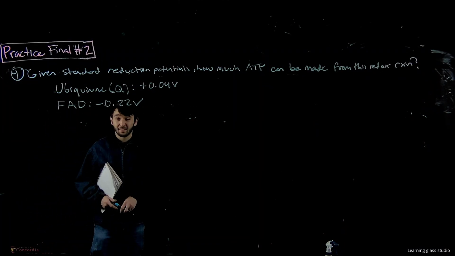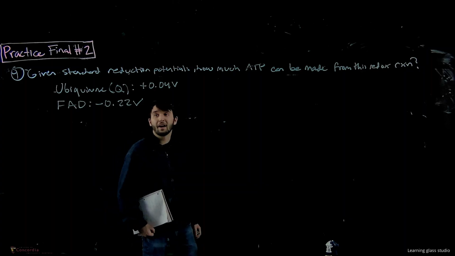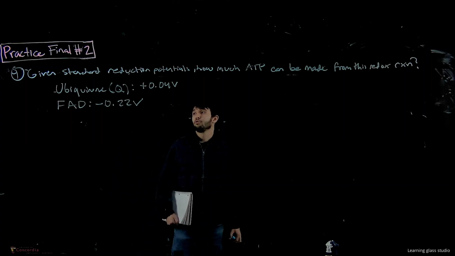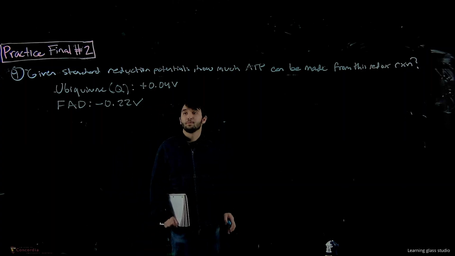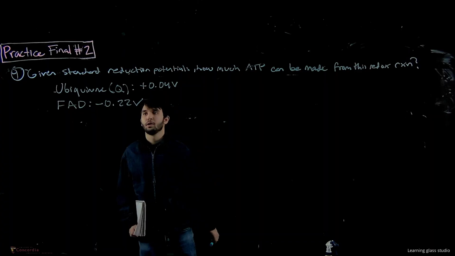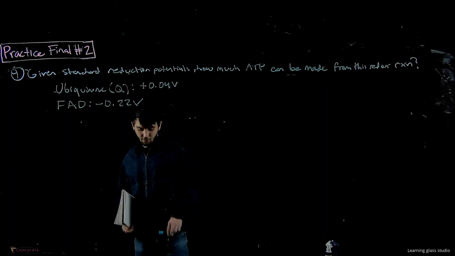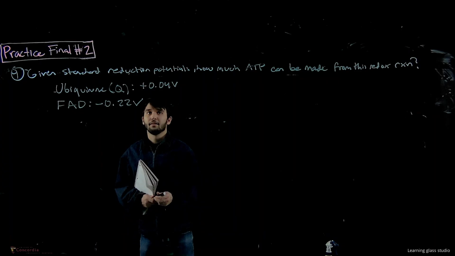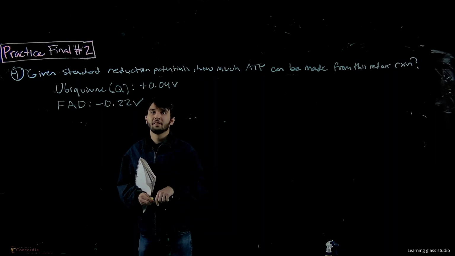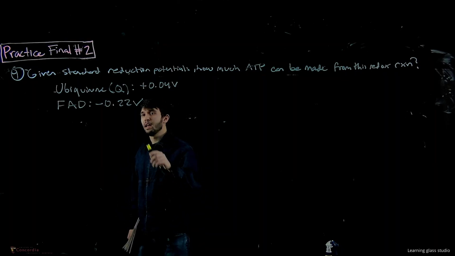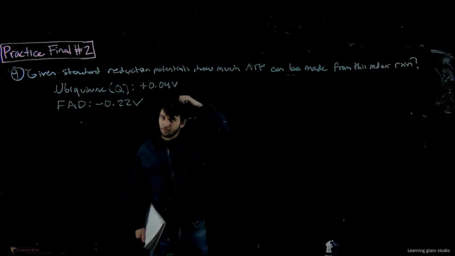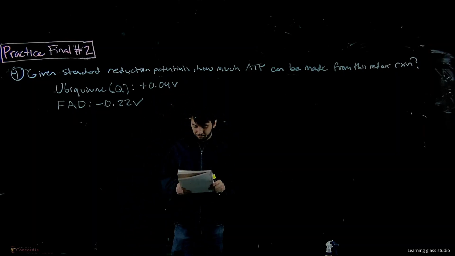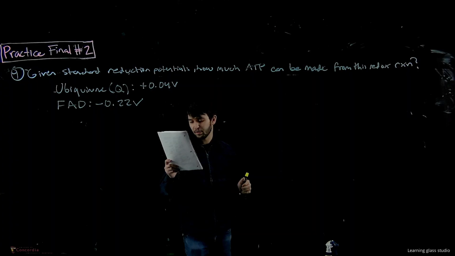All right? This is the last practice problem of this practice final. Okay? So given the standard reduction potentials here, how much ATP can be made from this redox reaction? So between Q, ubiquinone, and FAD, Q has a standard reduction potential of positive 0.04 volts, and FAD negative 0.22 volts. Okay? So let's draw out what these redox reactions look like.